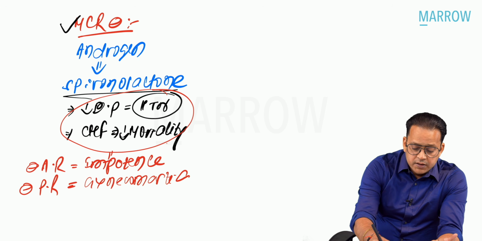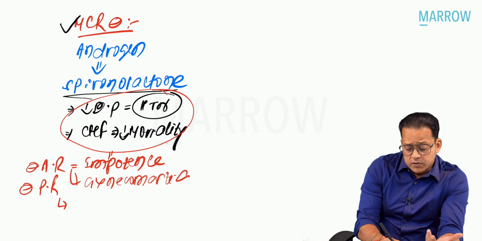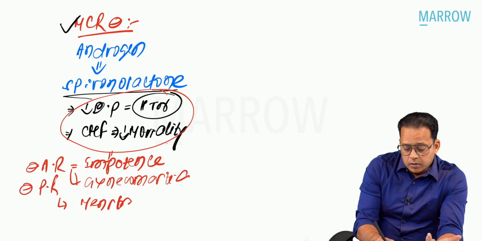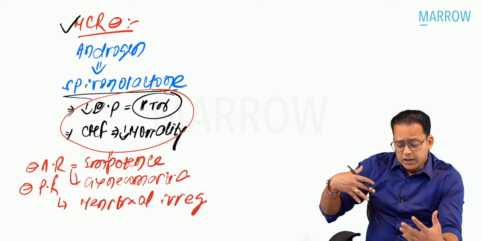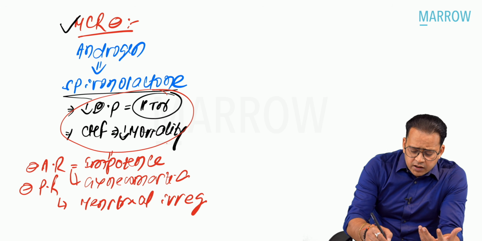Impotence and gynecomastia. So gynecomastia is because of, again, androgen receptor block. Progesterone receptor block can cause menstrual irregularities can be seen.